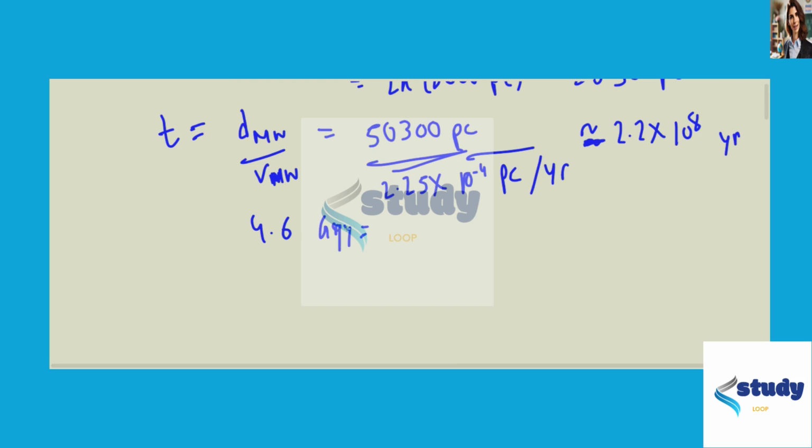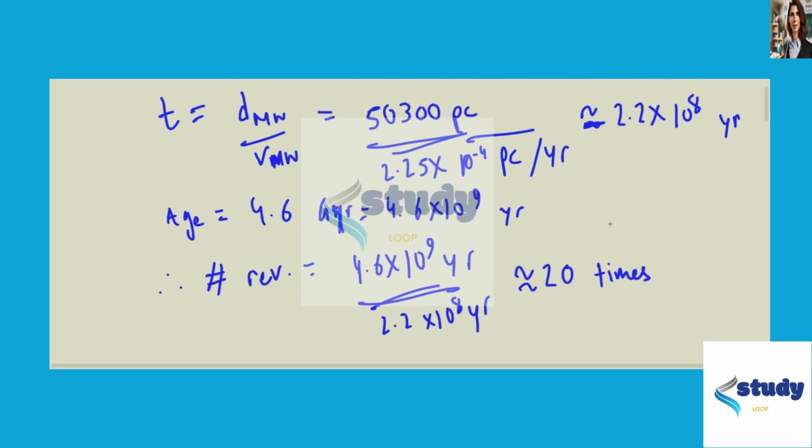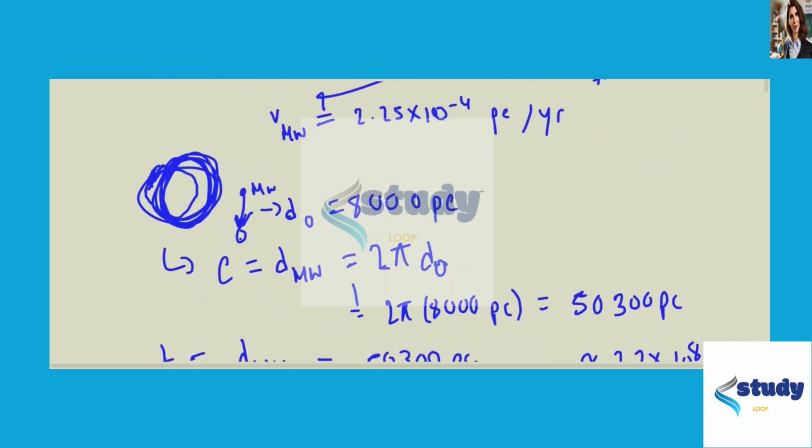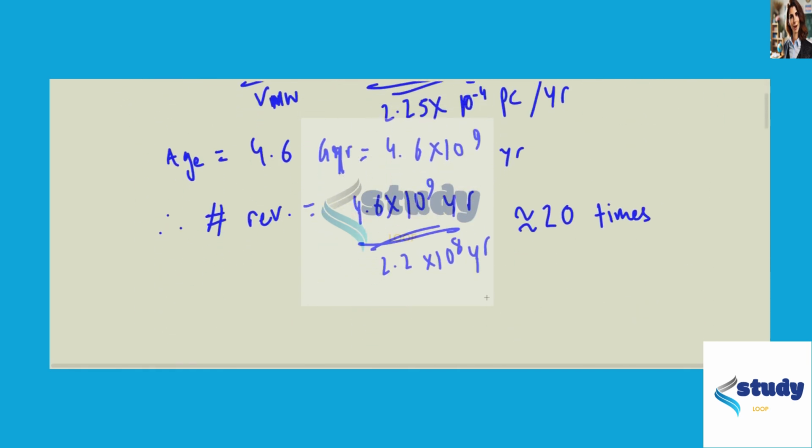So that's 4.6 times 10 to the 9 years. That's the age of the sun, and so the number of revolutions is therefore 4.6 times 10 to the 9 years over the time period for one revolution, 2.2 times 10 to the 8 years, giving you approximately 20 times that the sun has revolved around the center of the Milky Way, assuming that the speed of this rotation hasn't changed significantly from this value of 220 kilometers per second that we observed today. And that's it.